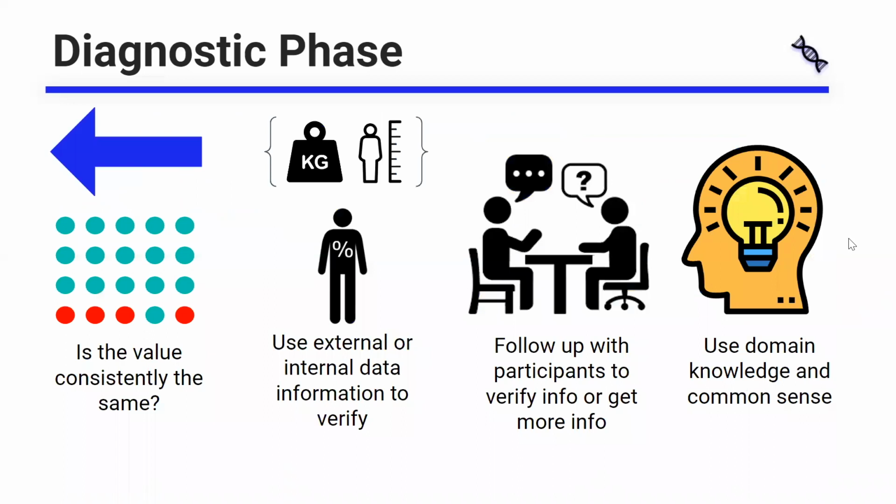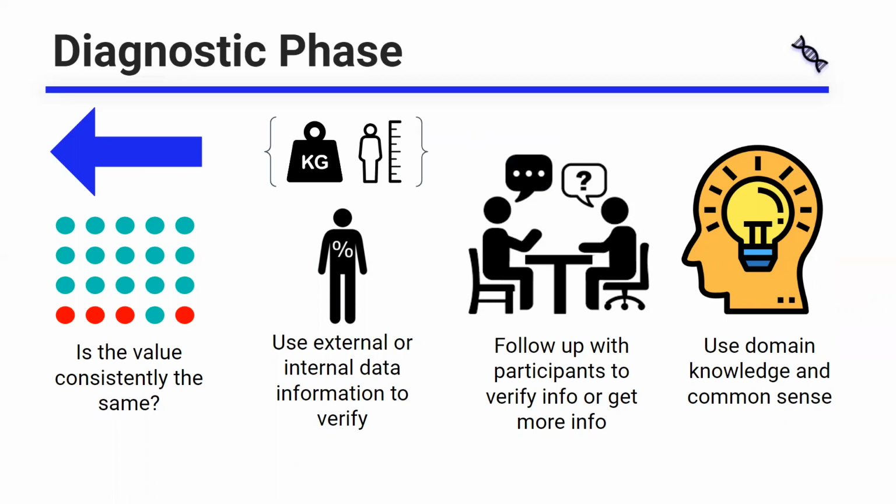So what do we do in the diagnostic phase, and how can we go back to these values and find out whether it was an error or a true extreme? There are 4 ways explained in the paper that you can use to deal with these outliers and strange values. The first one is to go back and look at the tests and see if that particular value is consistently the same. Is it consistently in that range, or was this one particular data point just in the wrong range?